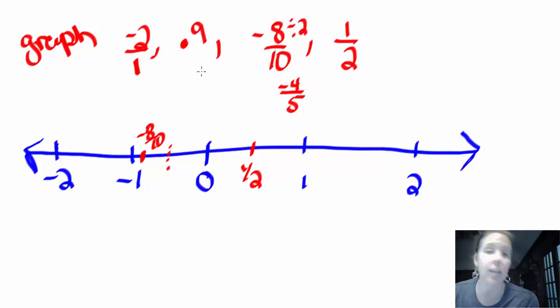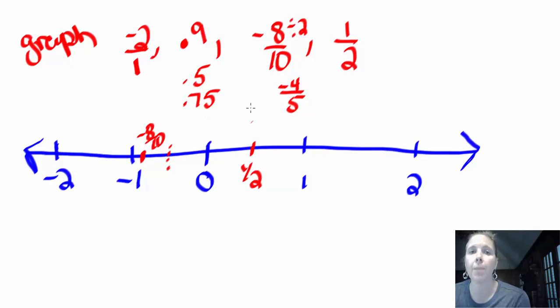Rational numbers can be written as decimals as well. So 0.9 is really close to what number? Well, it's bigger than a half, which is 0.5. It's bigger than 0.75. But it's smaller than 1. So we know it's going to be really close to 1, and it's positive, so it's really close to 1 right there. And then we have this -2/1.